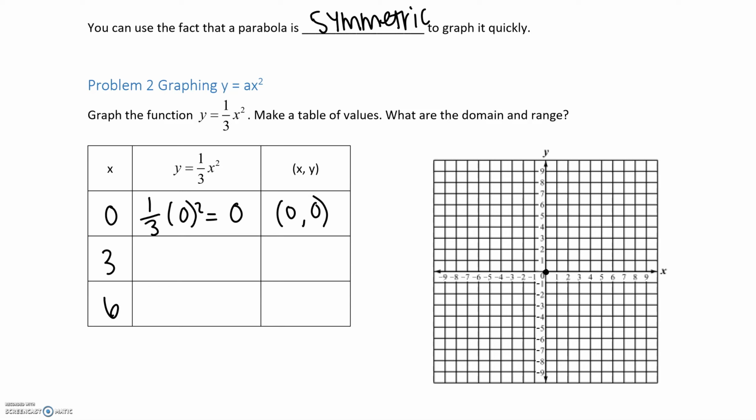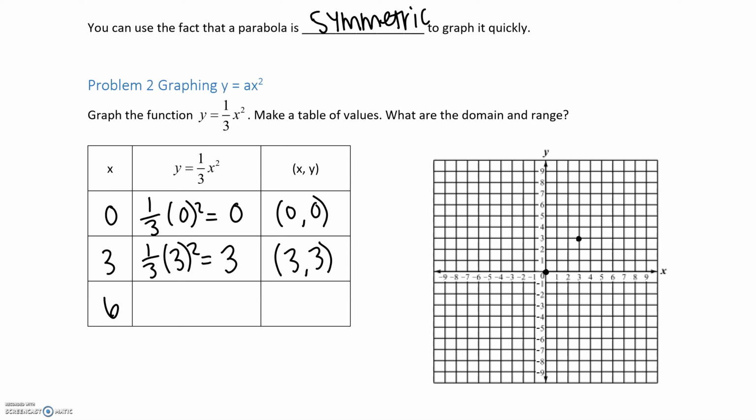My next x coordinate that I'm going to put in is 3. So I'm going to have 1/3 times 3 squared. 3 squared is going to give us 9. If we do 1/3 times 9, that's just like 9 divided by 3. That's going to give us 3. So our next coordinate is going to be (3, 3). So I'm going to go over 3 and up 3 and graph that point.